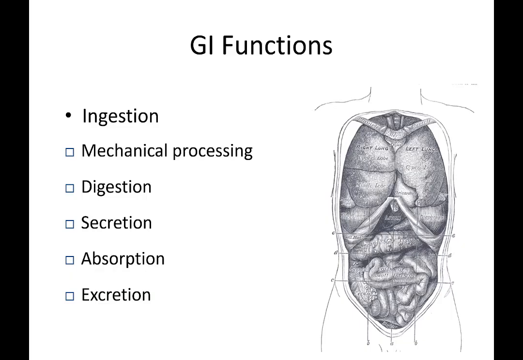Secretion throughout our GI tract means we're going to secrete acids or buffers, things like that. Even mucus for lubrication for food. Absorption: once we break things down sufficiently, then we want to absorb it.